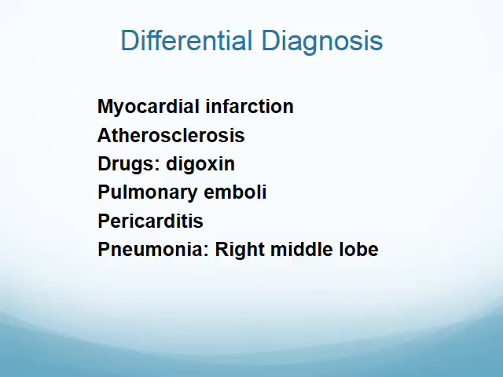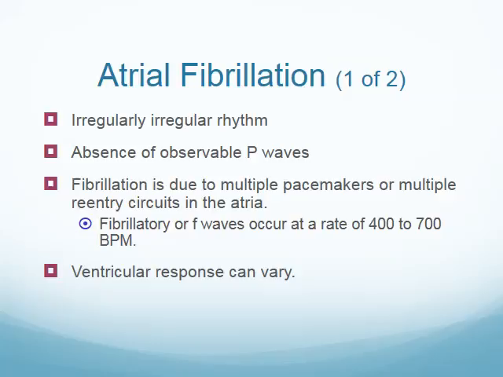Differential diagnosis of atrial flutter: MI, drugs (digoxin is a very common one), pulmonary embolism, pericarditis, and pneumonias. Next, we're going to talk about atrial fibrillation.